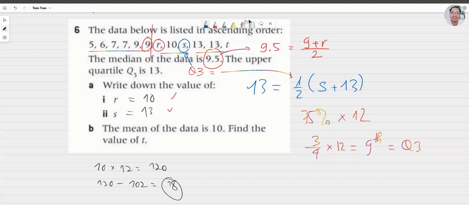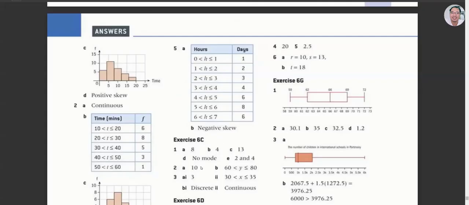75% of the data, the value of the data. Okay, 18. 6, 6. 18 here.